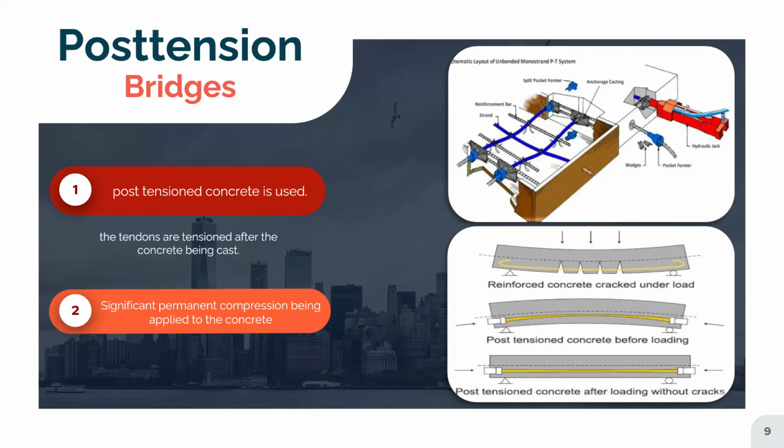At each end of a tendon is an anchorage assembly firmly fixed to the surrounding concrete. Once the concrete has been cast and set, the tendons are tensioned by pulling the tendon ends through the anchorage while pressing against the concrete. The large forces required to tension the tendons result in a significant permanent compression being applied to the concrete once the tendon is locked off at the anchorage.